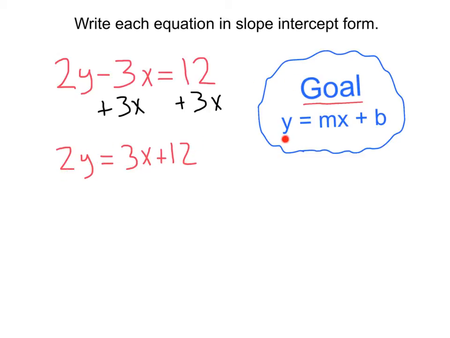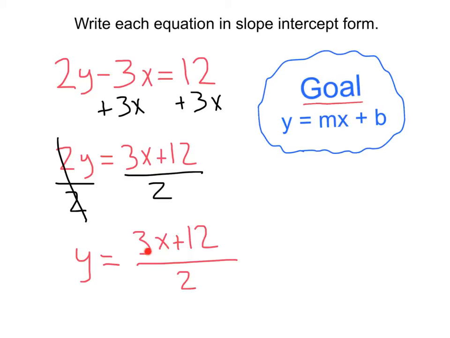Now, looking over to my y equals mx plus b, I don't want a coefficient next to y. I don't want anything next to y. That means I don't want this 2 next to the y. Since we have 2 times y, we're going to go ahead and divide each side by 2. These 2's are going to cancel each other out, leaving us with just the y, which is what we want. But then we're going to be left with this whole mess here, 3x plus 12 divided by 2.